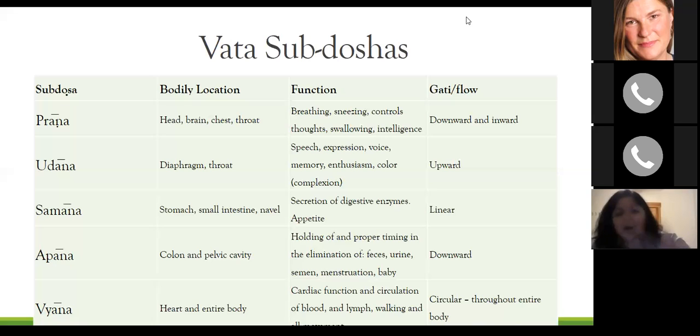We will talk about it even more in the class, but I just wanted to give you an idea as to how they are all related to each other. And by aggravation of one, it can absolutely lead to aggravation of all of them. Okay? And that goes for all the different types of the subdoshas of Pitta and the subdoshas of Kapha as well.